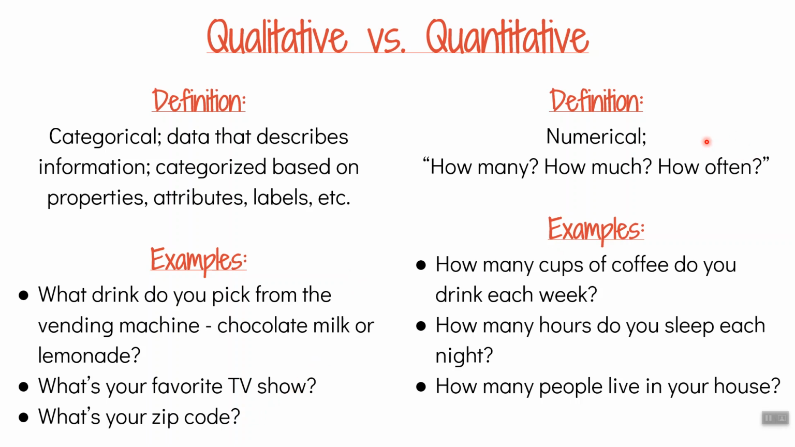Quantitative data has this numerical element to it. Quantitative data is the data you get when you ask questions like how many, how much, how often: how many cups of coffee do you drink each week, how much do you sleep each night, how many people live in your house. All of these answers may have changed drastically in the last month or two as the quarantine and isolation period has begun.